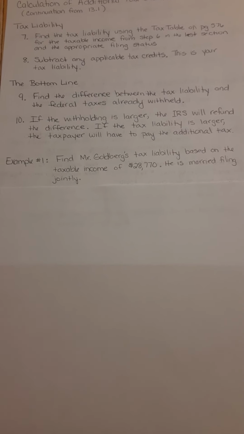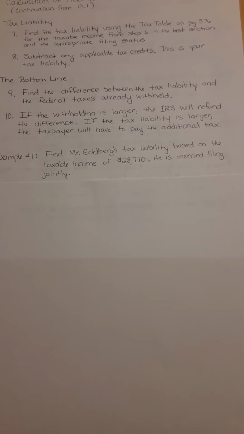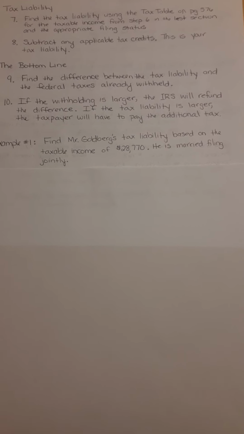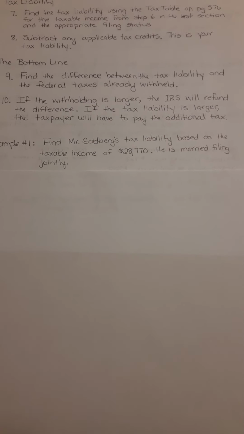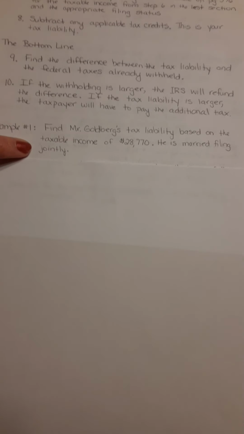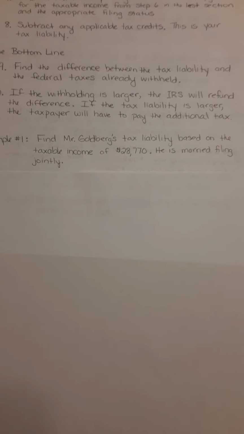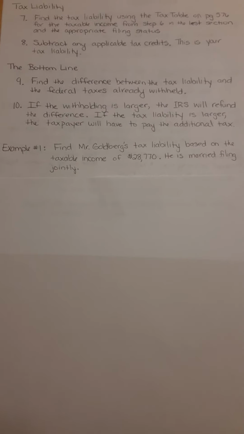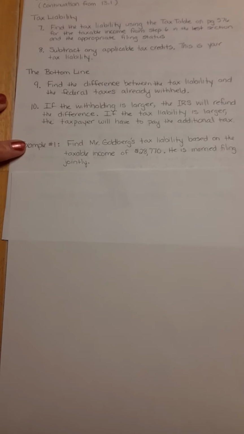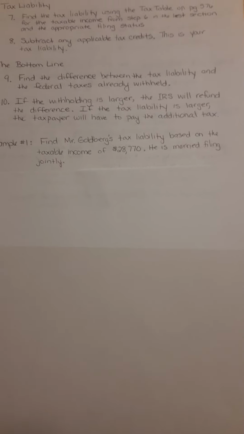We're going to continue on with Mr. Goldberg here. He is the gentleman that we are using for our examples in 13.1, and we're going to actually use the totals that we found from 13.1 to continue on. So Mr. Goldberg's tax liability is based on his taxable income of $28,770, and that's actually what we found in one of the problems in section 13.1. Remember, Mr. Goldberg is a married man with 3 children. He and his wife have 3 children. So he is filing jointly again.